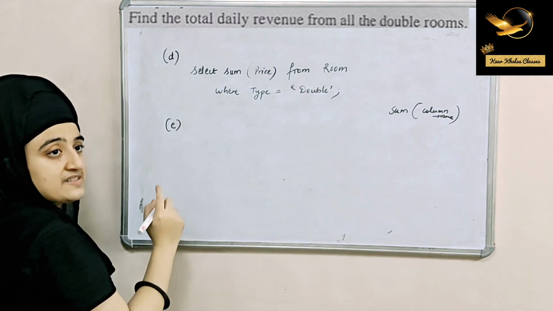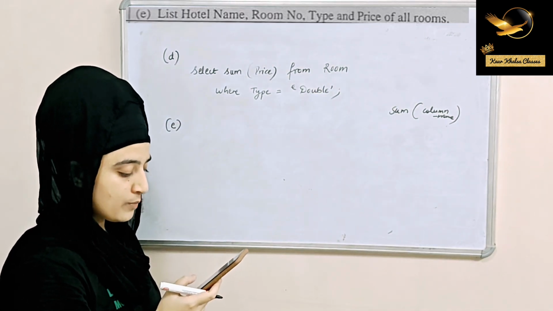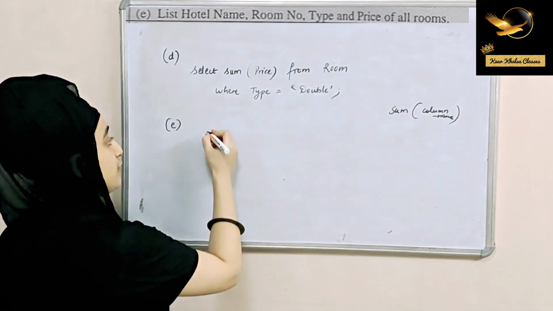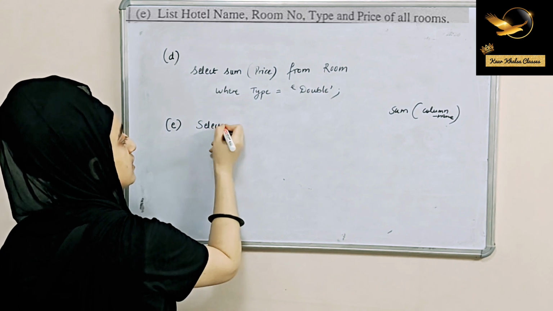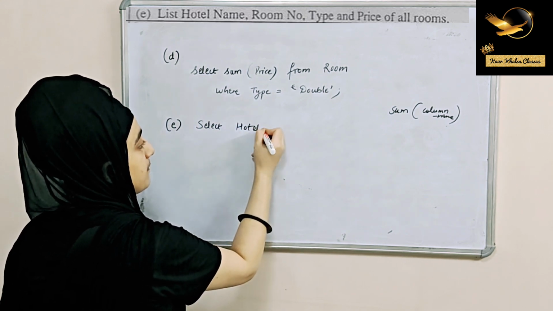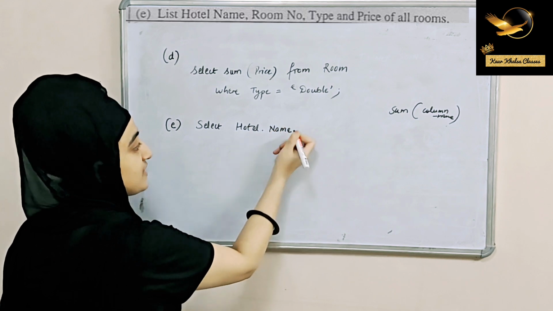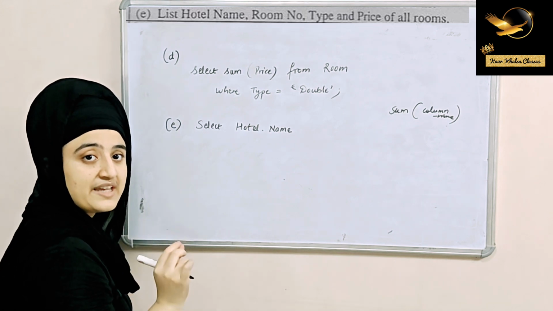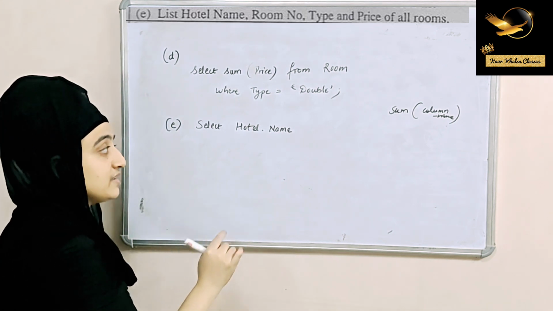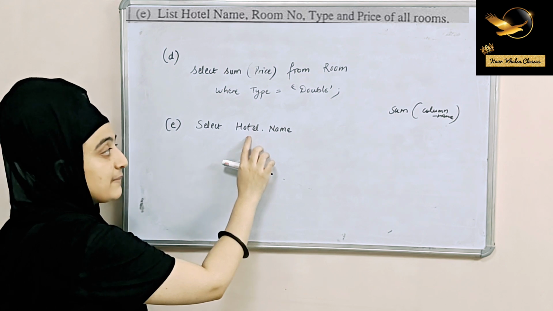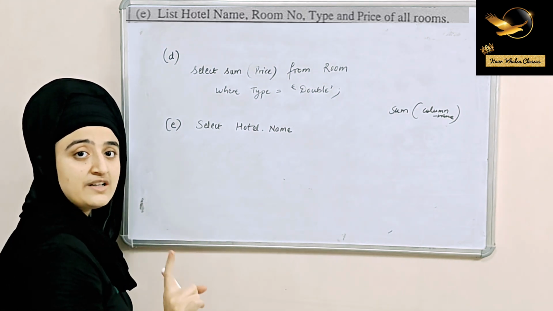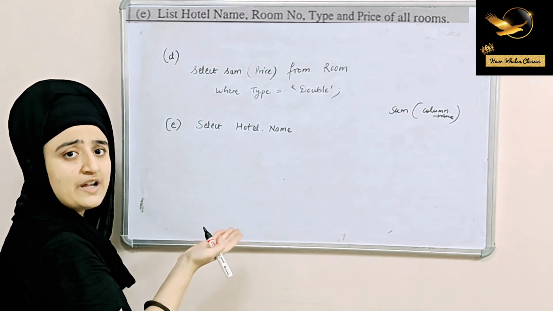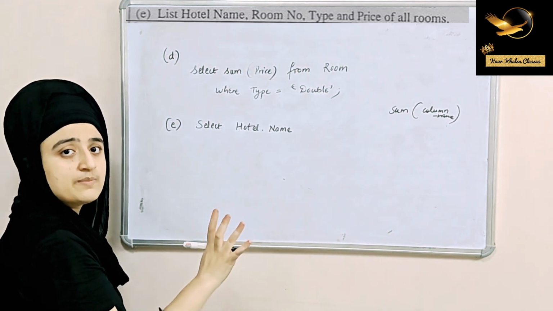So now the last part, that is E part. List hotel name, room number, type and price of all the rooms. So we have to list the hotel name. So first we have to write select hotel dot name. Why are we using this as table dot column name? Because there will be two tables included. Only in that case where we have two or more tables, we use it as table dot column name. If there is only one table included, then there is no need to write the table name, because it's obvious that only one table is there, so we can directly write the column names there.